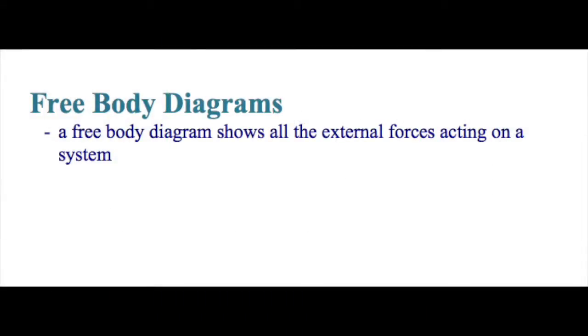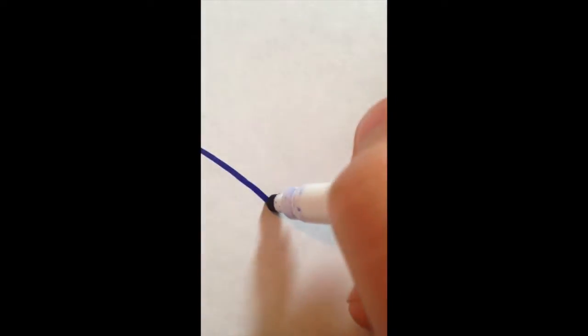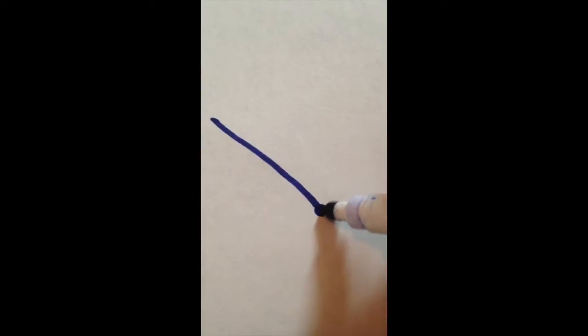A free body diagram shows all the external forces acting on a system. For a basketball player remaining in a bent position before a free throw, we will analyze the segment, which includes his knee, shank, and foot.